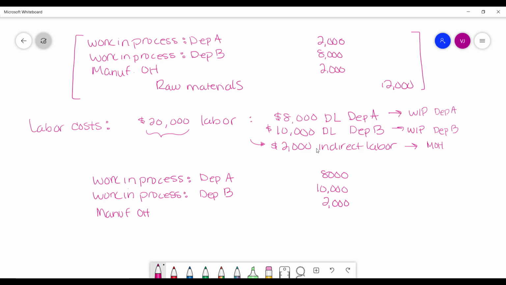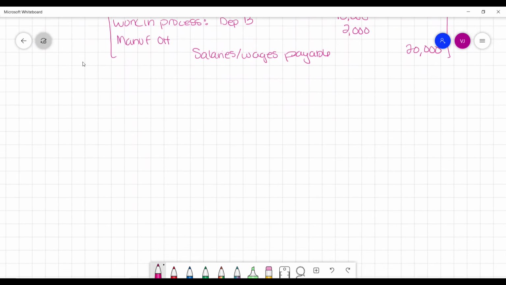If these are labor costs incurred, and it says we didn't pay it yet, we're going to assume that we can go ahead and credit salaries and wages payable for that total amount. So we'll go ahead and credit salaries and wages payable for that entire amount. So that's $20,000. So instead of crediting cash, we credit that payable account. So that's how you would journalize the incurrence of labor costs in a process costing system. Okay? And what about the application of overhead?